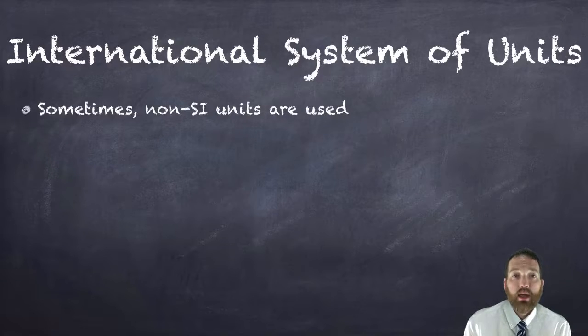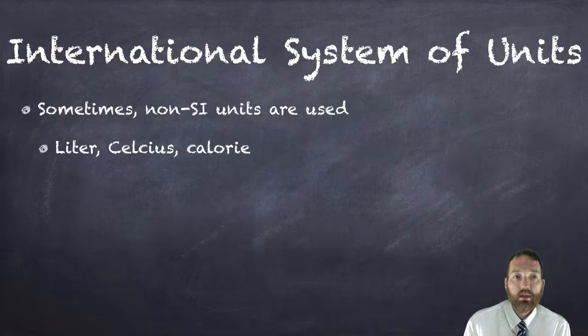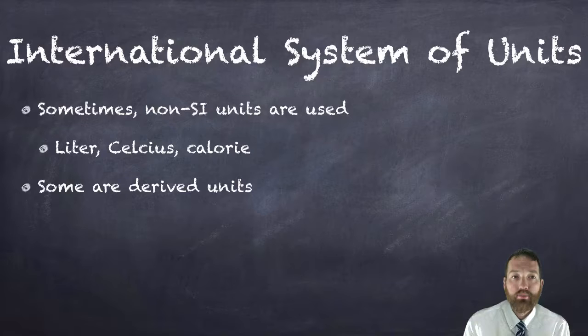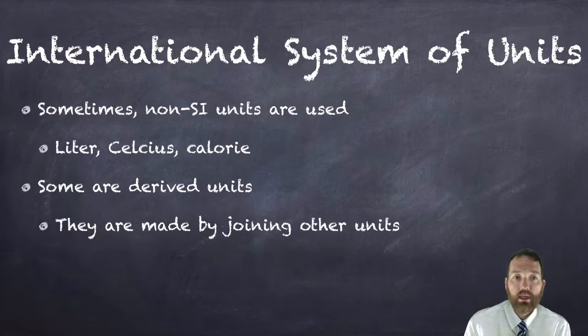Like I said, sometimes non-SI units are used in chemistry. We commonly use the liter for volume, Celsius for temperature, calorie for energy. Some units that are very common in chemistry are also derived units, like I said. They're made by joining other units together.